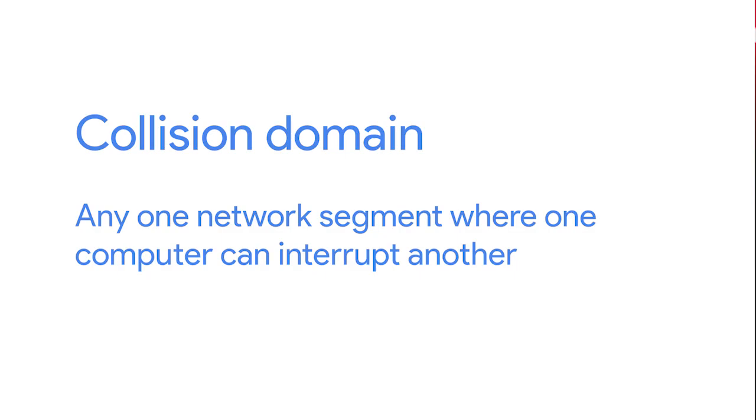You might remember that a collision domain is any one network segment where one computer can interrupt another. Communications that overlap each other can't be properly understood by the receiving end. So when two or more transmissions occur at the same time, also called a collision, all devices in question have to stop their transmissions. They wait a random amount of time and try again when things quiet down. This really slows things down.